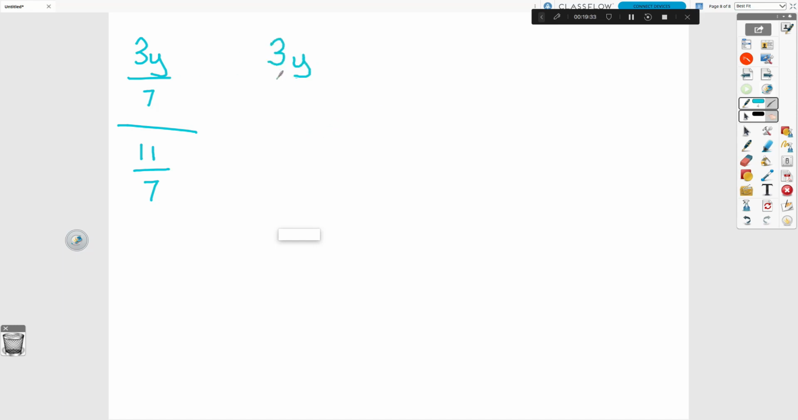So I have 3y over 7 divided by 11/7. And if you can skip that step, that's fine. Then I'm going to flip and multiply. So 3y over 7 times 7/11. Now we can cross cancel.